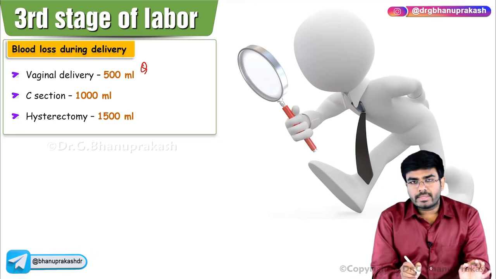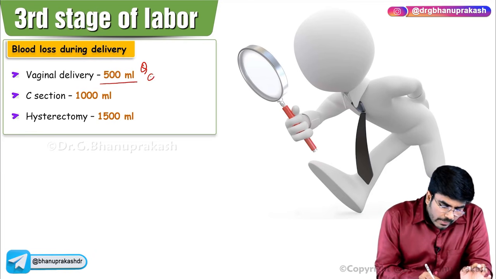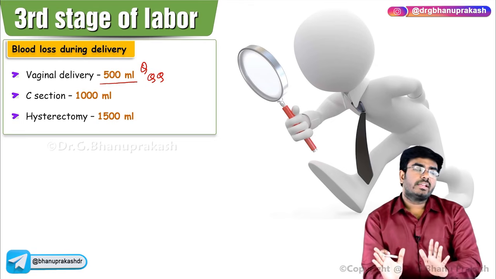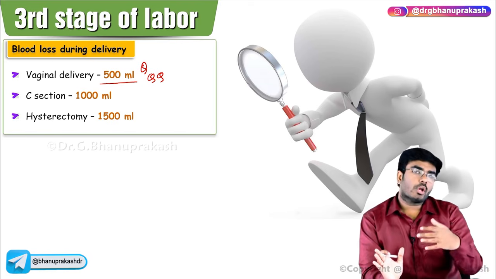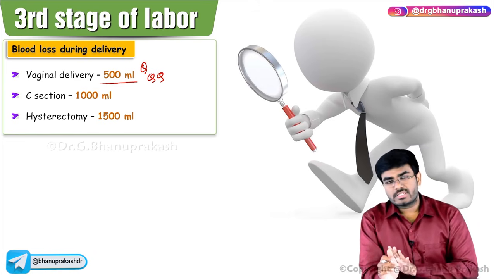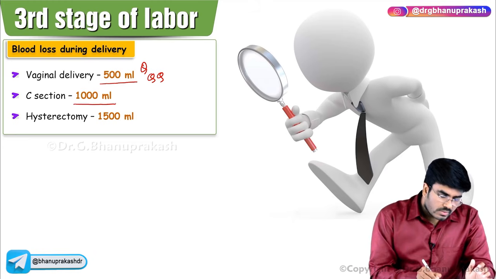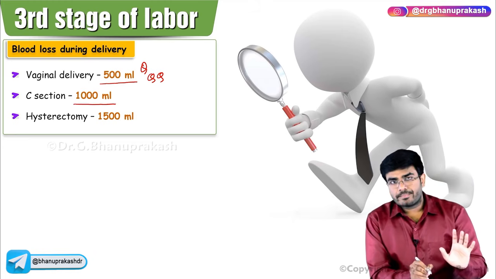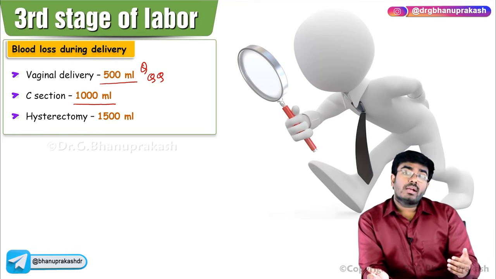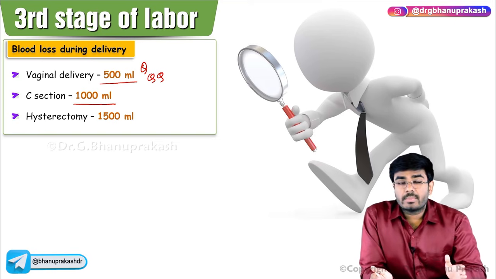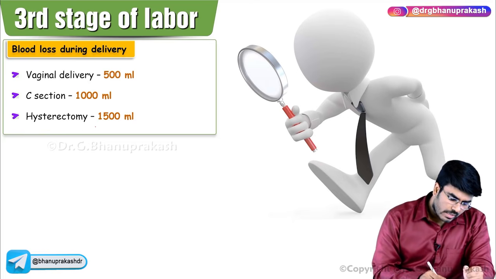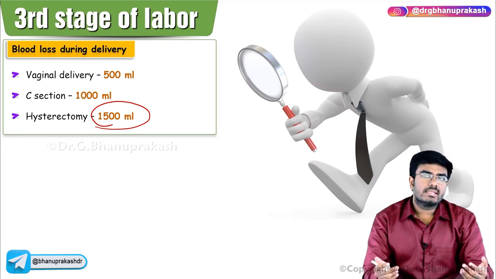In a normal vaginal delivery, almost 500 ml of blood will be lost. Okay, up to 500 ml is normal. Normal vaginal delivery, 500 ml blood loss is something normal. But above 500 ml should be considered postpartum hemorrhage. With C-section, 1000 ml blood loss is okay. But if a female has undergone C-section and the amount of blood loss is more than 1000 ml, we have to consider this as postpartum hemorrhage. In hysterectomy, almost 1500 ml of blood loss will be seen, and that is something normal.